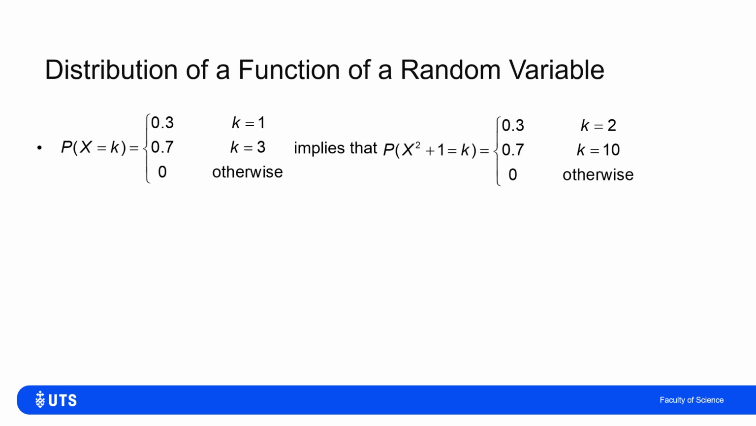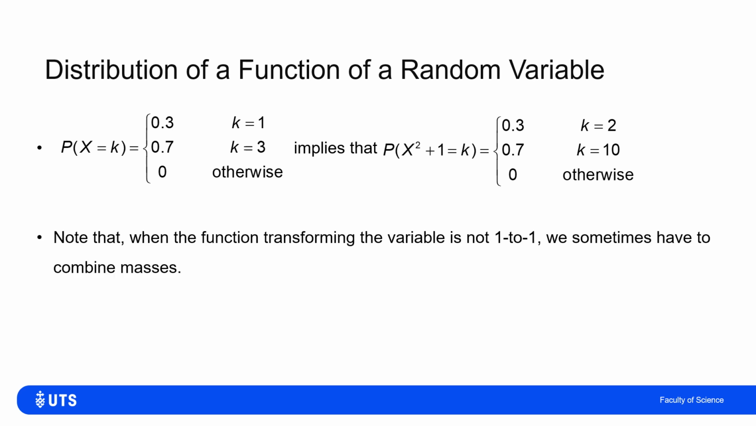So I think it's fairly straightforward to see that the distribution of x very easily gives the distribution of x squared plus 1: the 30% associated with x being 1 gives x squared plus 1 being 2, and the 70% associated with x being 3 gives x squared plus 1 being 10.